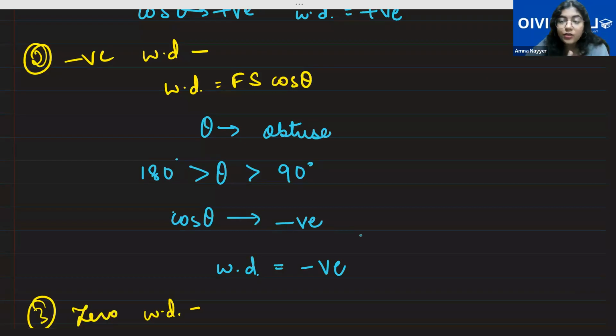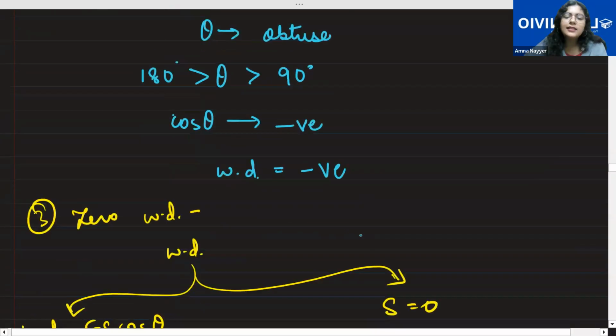But that negative value just indicates the angle between force and displacement. It doesn't give you the direction of work done. Work done is scalar. It's energy. Energies are always scalar. You'll never have energy as a vector quantity, any kind of energy.